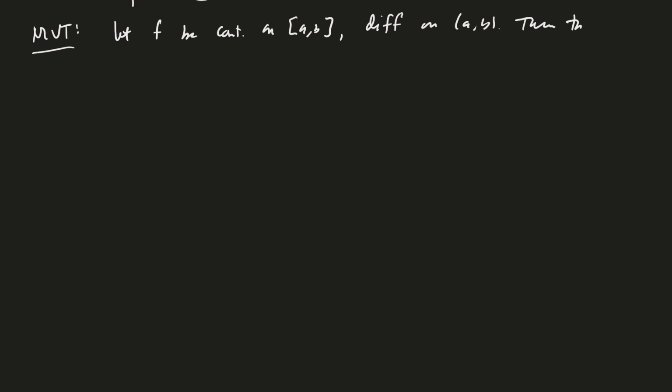Then there is a c. Where is the c? In the open interval from a to b, such that, now what's the conclusion of the mean value theorem? The conclusion is that the instantaneous velocity at some point in between is equal to the average velocity. Instantaneous velocity equals average velocity. Therefore it's f prime of c equals f of b minus f of a divided by b minus a.